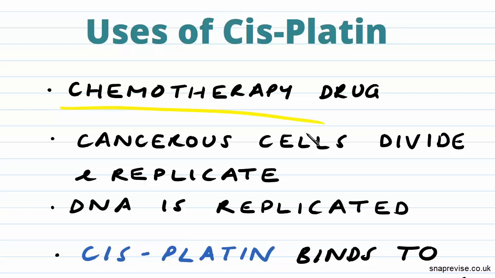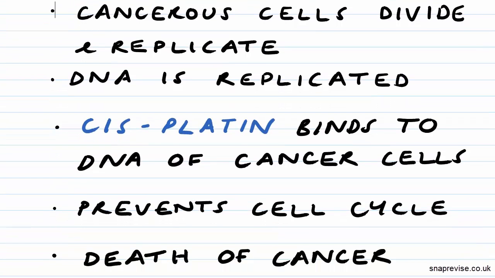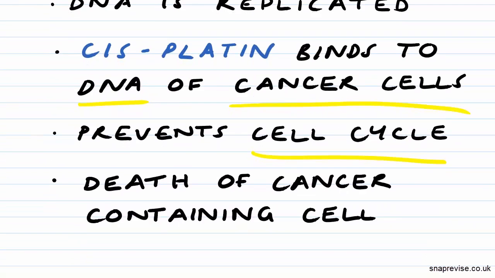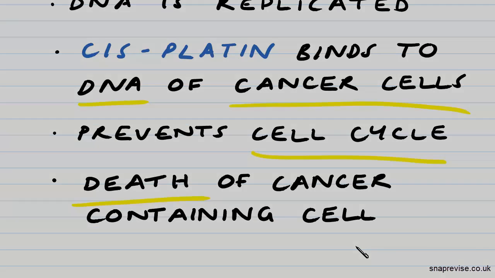And in this process, the DNA of the cells is replicated, and that DNA replication is integral to the growth of cancer. Now, cis-platin binds to the DNA of our cancer cells, and what it does is it prevents the cell cycle. It disrupts this DNA replication and thus causes the death of the cancer-containing cells, and it actually allows the cancer cells to die, preventing the spread of cancer, and therefore acting as our anti-cancer drug.